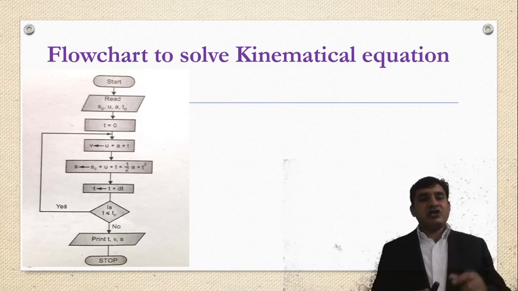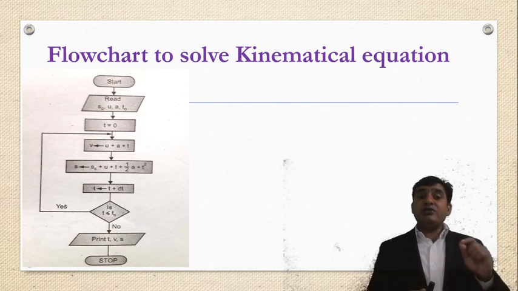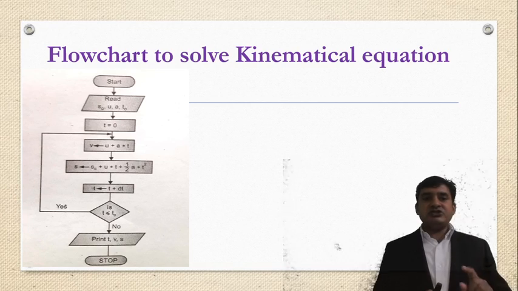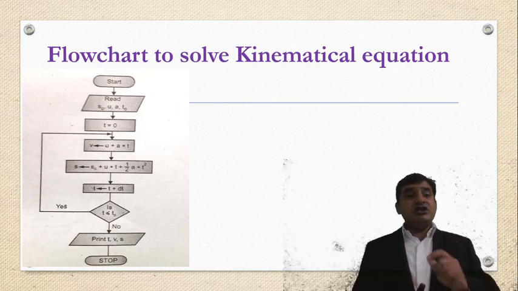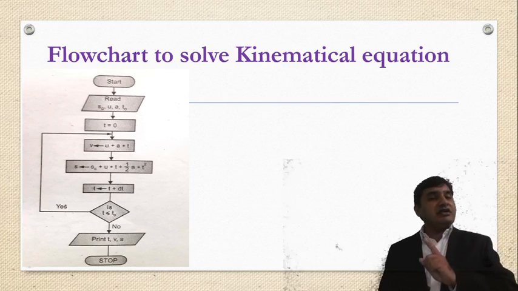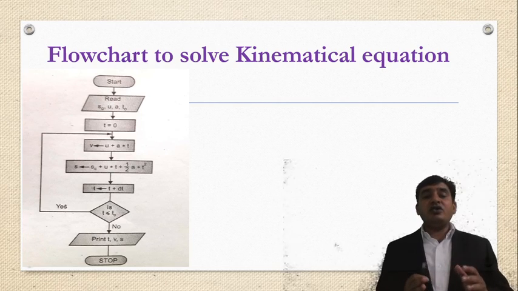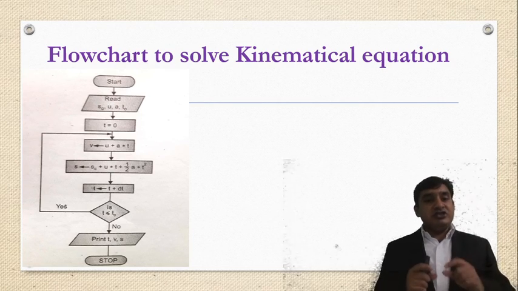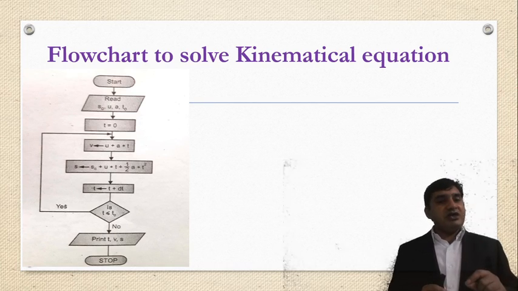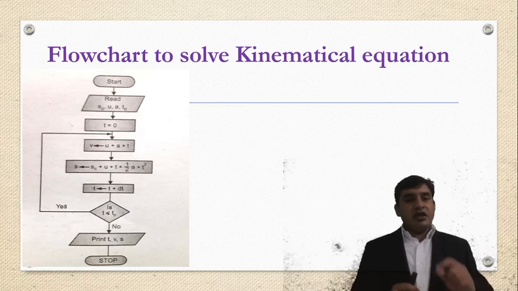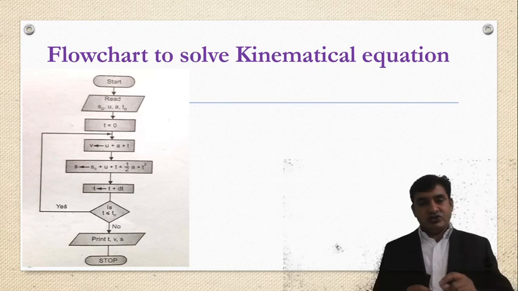First is start. Read S0. S0 means initial position. U means initial velocity. A means acceleration. T0 means final time. Okay. Now we have to read all these quantities. This is input, and therefore the shape is parallelogram. Now consider t is equal to 0.